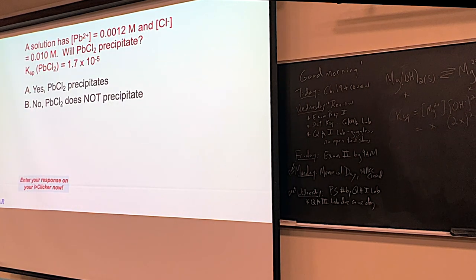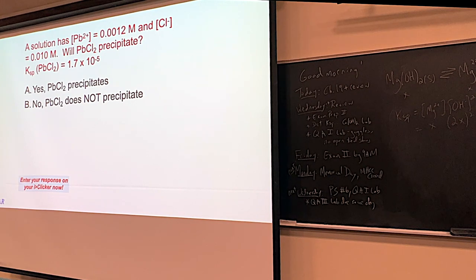This one, we have two compounds we're adding together, some lead 2 plus and some chloride. Earlier we saw how lead and chloride, when they come together, will make solids. But in the previous example, we had 1 mole per liter, which were pretty big numbers. Here we have concentrations that are less than 1. The Ksp for lead 2 chloride is 1.7 times 10 to the minus 5. So the question is, will you see a solid? Yes or no? You can absolutely guess, which is fine, but there's a better way to do it.